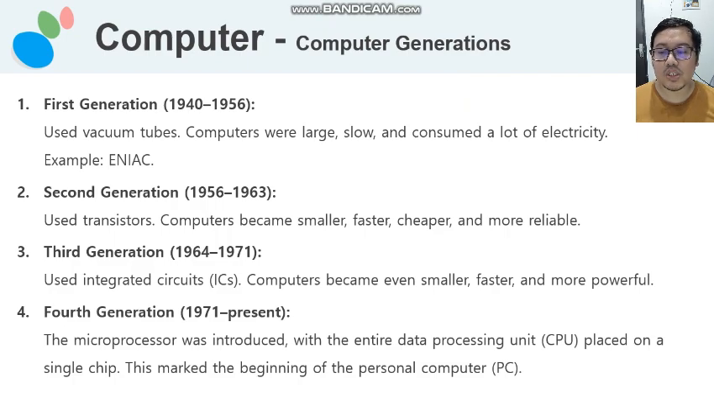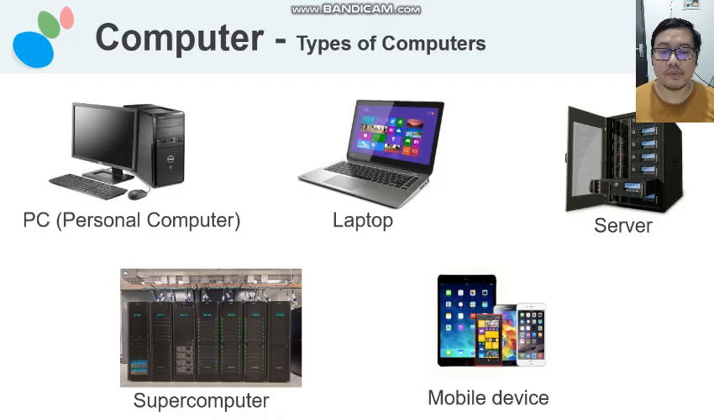The third generation used integrated circuits and became even smaller, faster, and more powerful. And the fourth generation started to use microprocessors, and this marked the beginning of the personal computer.